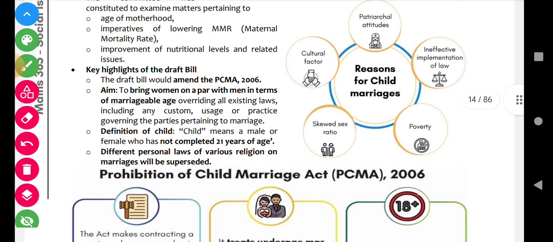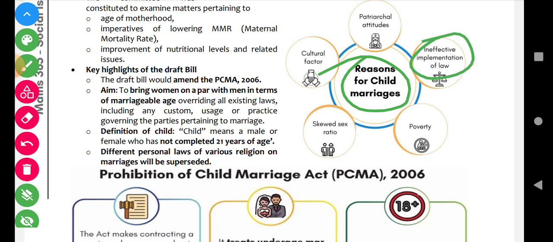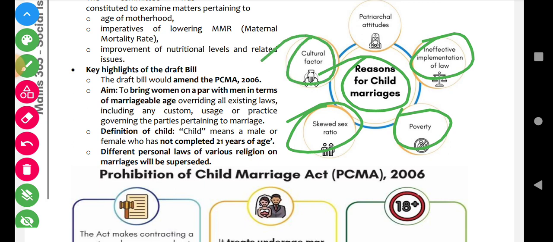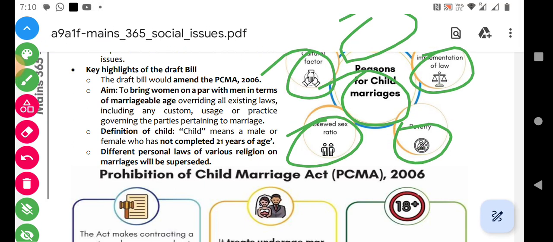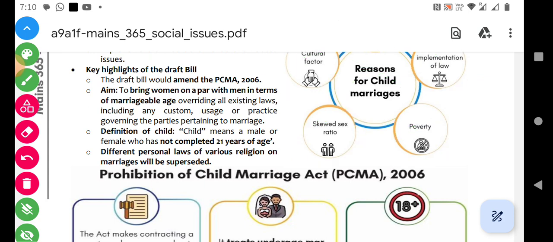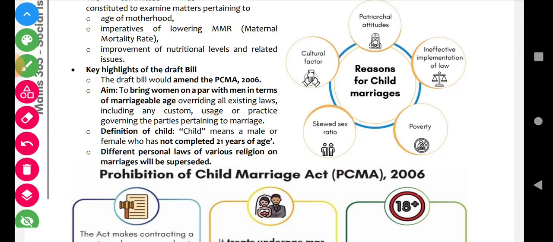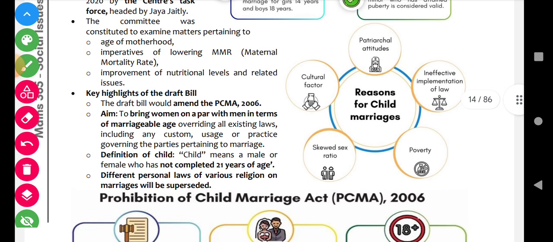What are the reasons for child marriage? Ineffective implementation of law, poverty, skewed sex ratio, cultural factors, and patriarchal attitude. So, key highlights of the draft bill.